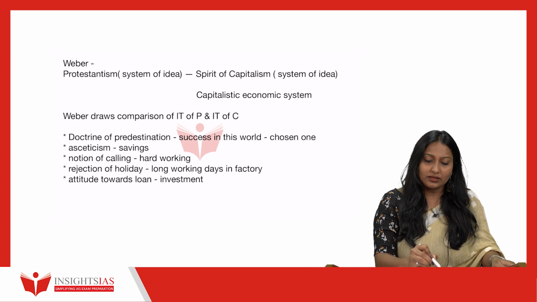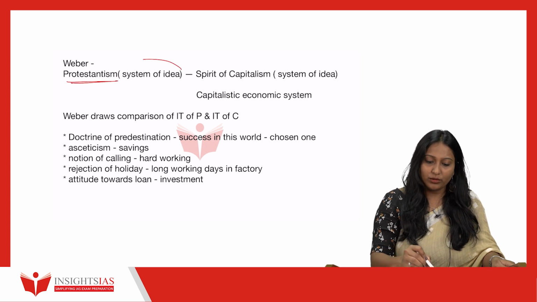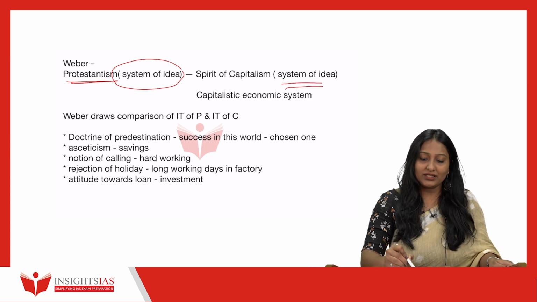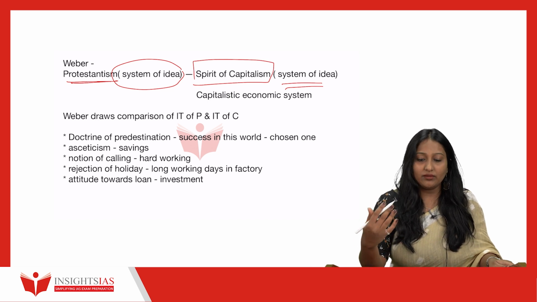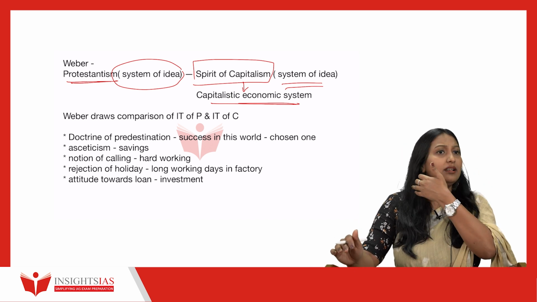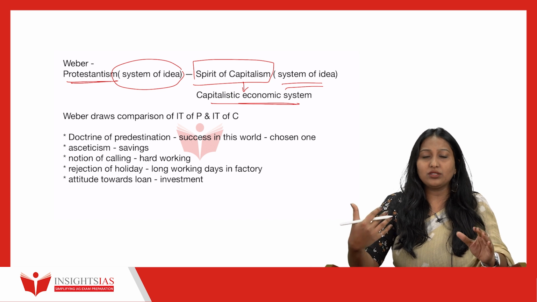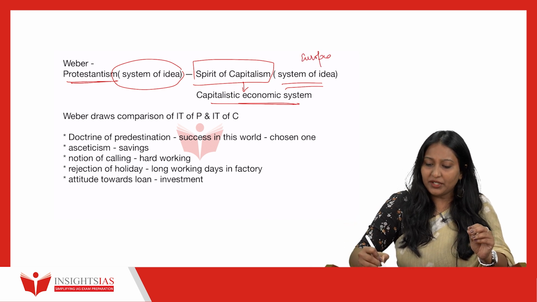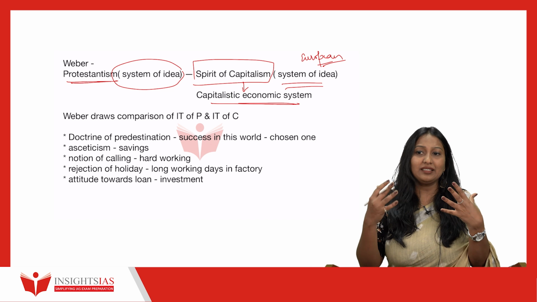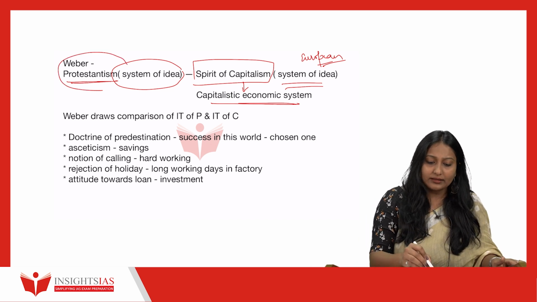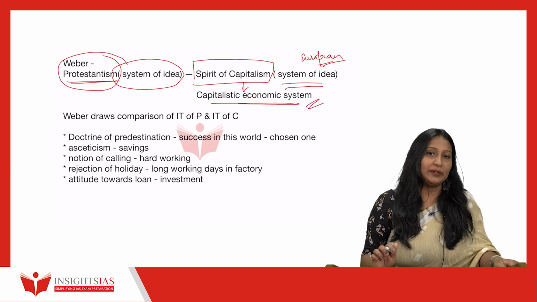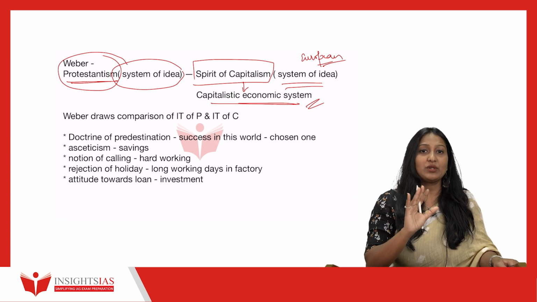So what does Weber do? Weber wants to study Protestantism as a system of ideas. Protestantism is a system of ideas which gave rise to one more system of ideas. What is that? The spirit of capitalism, eventually leading to the creation of a capitalistic economic society. So what he says is that for the emergence of capitalism in European society, the spirit was already there. For that spirit, some sort of ethical lifestyle was required. And who had that sort of lifestyle? Protestant Christians had it, which eventually led to the emergence of capitalistic society. So this was an observation made by Weber.